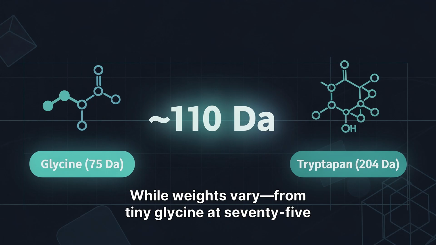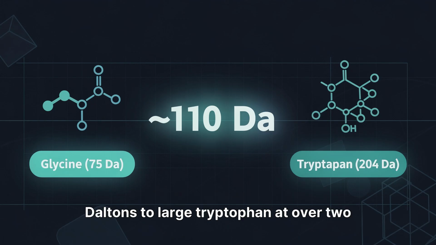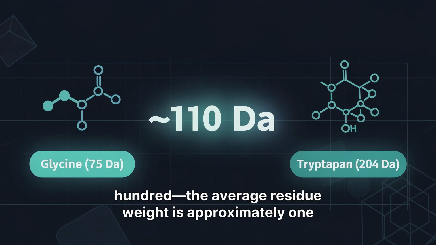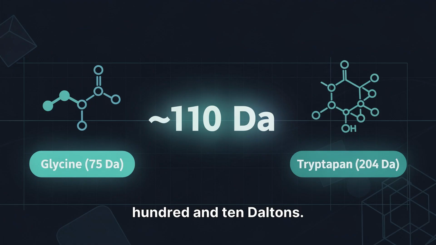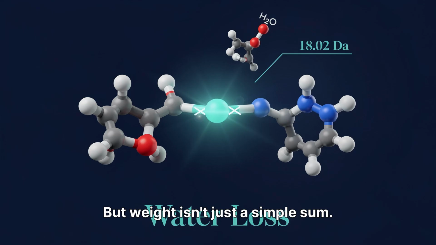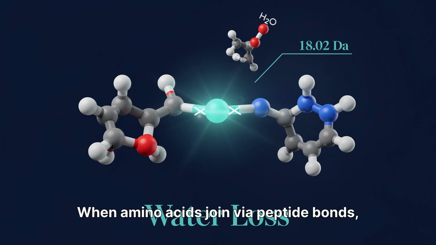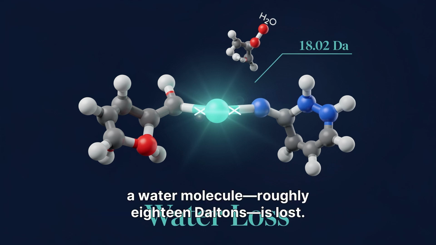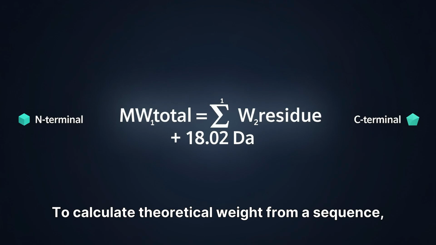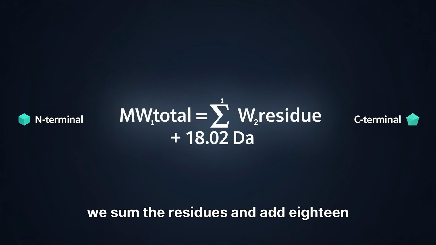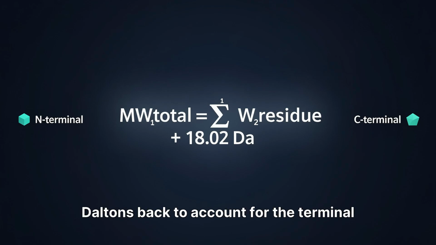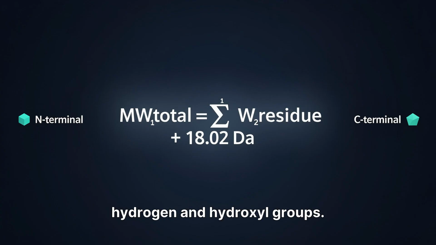While weights vary from tiny glycine at 75 daltons to large tryptophan at over 200, the average residue weight is approximately 110 daltons. But weight isn't just a simple sum. When amino acids join via peptide bonds, a water molecule, roughly 18 daltons, is lost. To calculate theoretical weight from a sequence, we sum the residues and add 18 daltons back to account for the terminal hydrogen and hydroxyl groups.